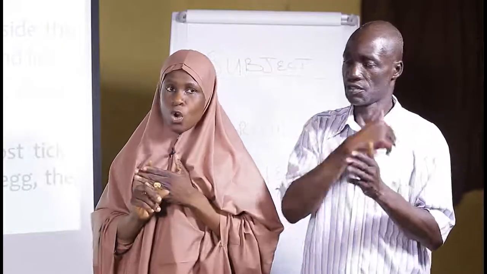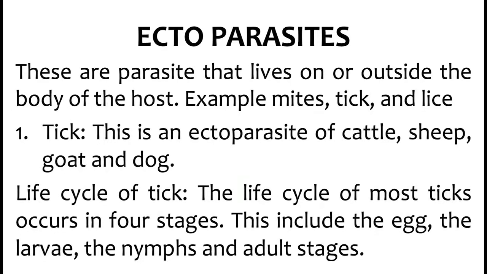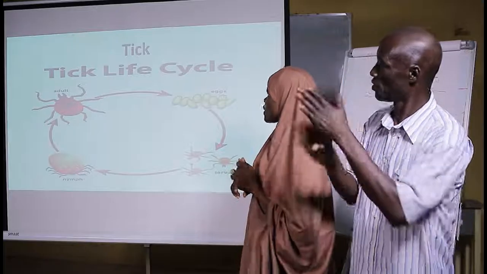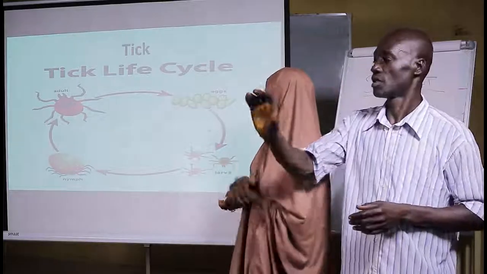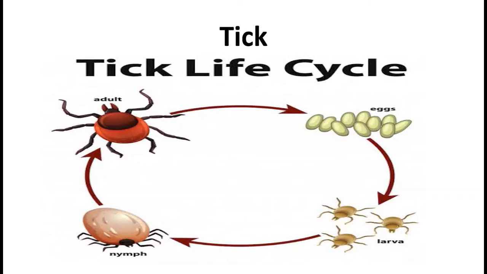They occur in 4 stages. That is from the egg to the larva, from the larva to the nymph, from the nymph to adult stage. Now, as you can see here, this is the life cycle of a tick. It starts from the egg. From the egg, it develops and becomes larva. It molts and becomes nymph. From the nymph, it grows to adult.